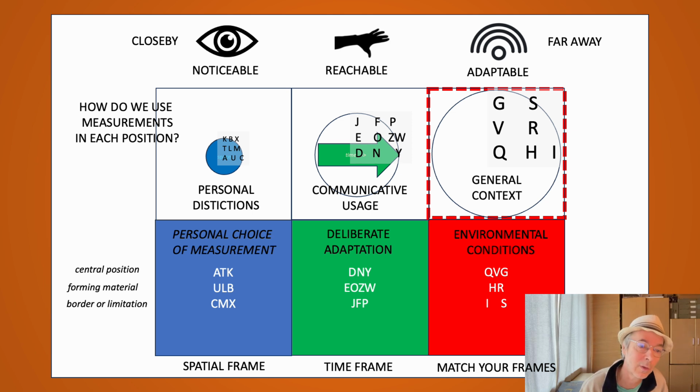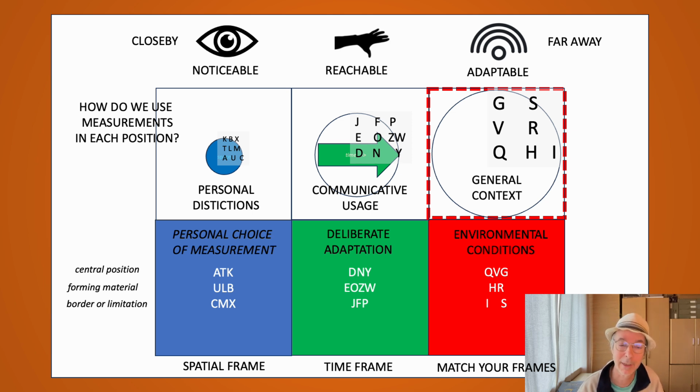So how do we do that? So we have these three categories: the personal choice of measurements, then, let's say, the deliberate adaptation in time, and then the environmental conditions, which also have their own measurements. So how do we have this balance? How do we show this balance? And how can we recognize this balance? In a couple of examples of words, of course.